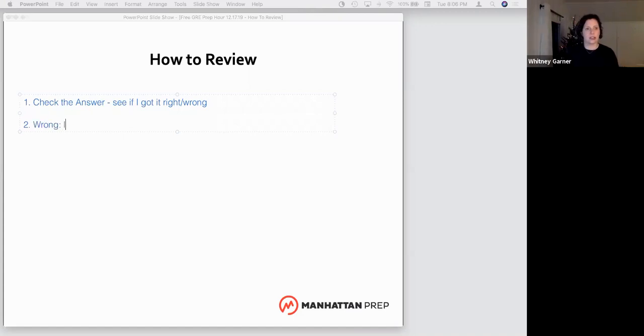I've got one person saying, look at the solution. Try to see where I went wrong. Anything else that you guys do if you get it wrong?